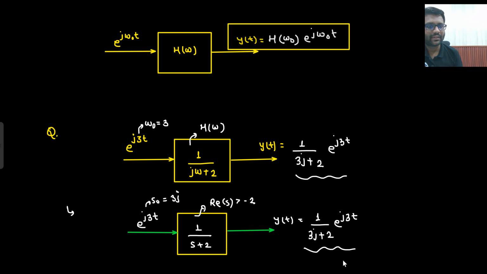Are you able to understand this point? If you are solving with respect to H of omega, that means by default you know that your ROC includes the j omega axis. Then directly in place of omega you need to put the omega naught value, and you will get your answer.